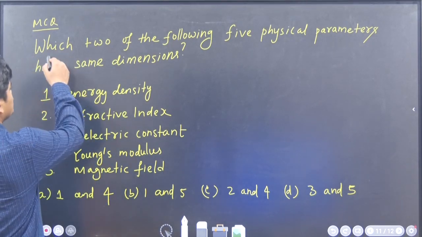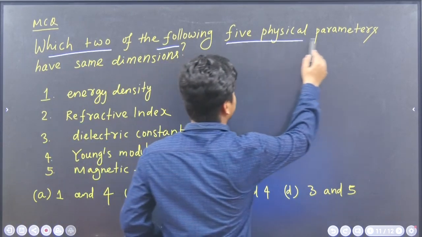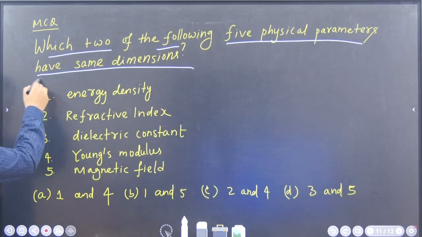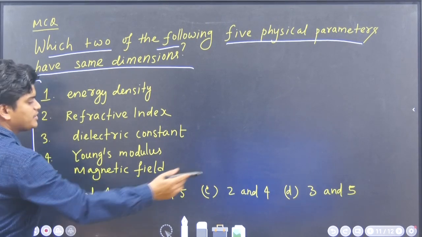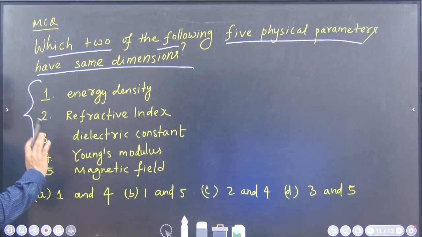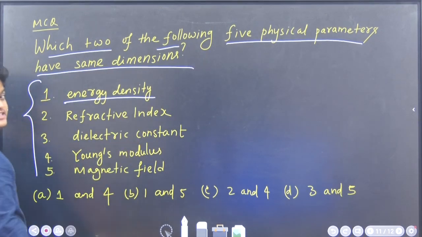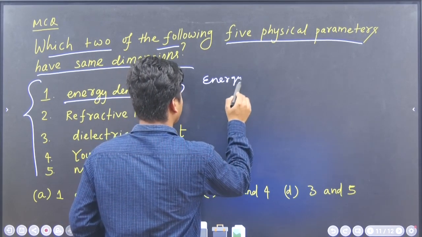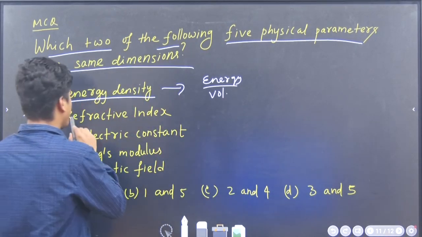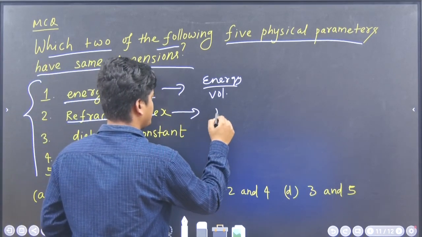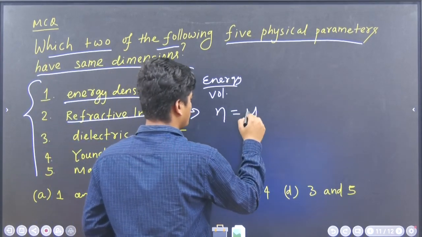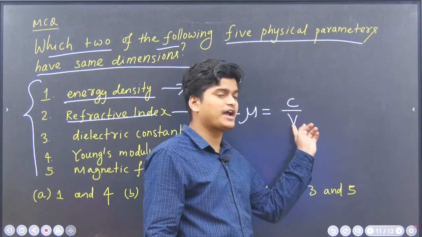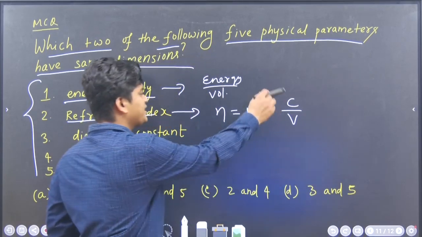Now which two of the following 5 physical quantities or parameters have the same dimensions? Okay, now you see here 5 parameters are given and options are given down. So they are asking which are having the same dimension. So the first quantity is energy density. So you know energy density means what basically, it is your energy by volume, energy by volume. And refractive index, so what is refractive index basically? Now refractive index, sometimes you can give n or mu, that is nothing but speed of light in air or vacuum divided by speed of light in any medium. So that is just speed by speed.